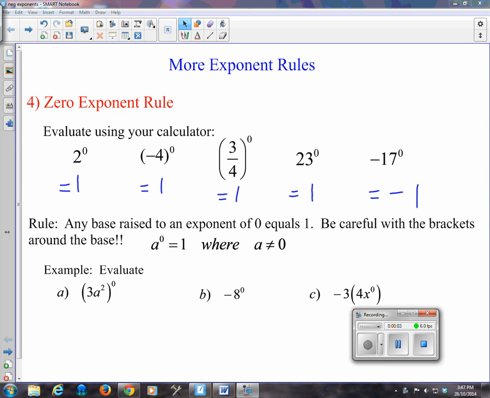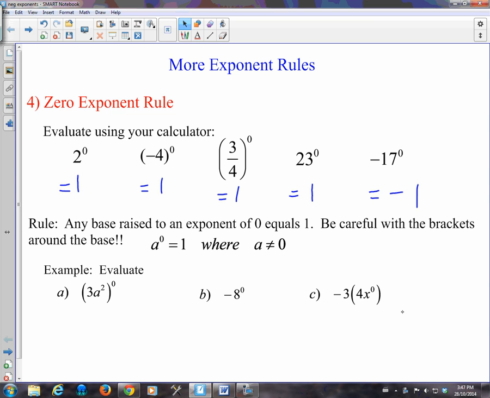So Unit 4, Lesson 2. Some more exponent rules we're going to take a look at. A couple last exponent rules. The zero exponent rule. We've looked at the multiplication rule, division rule, and power rule.